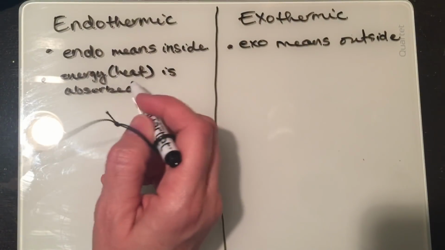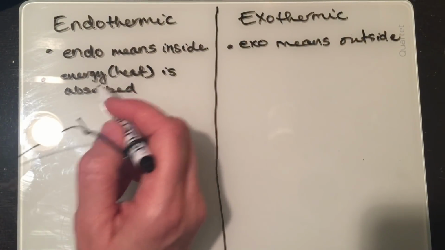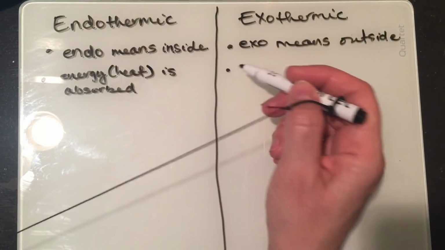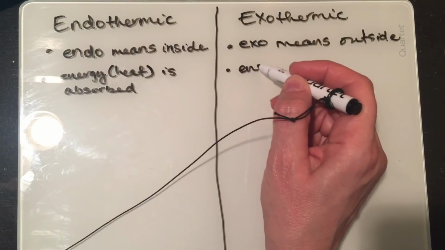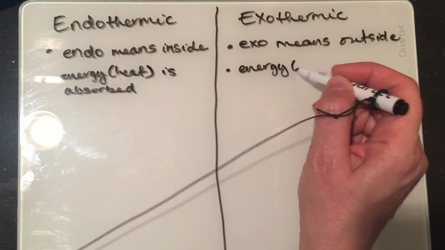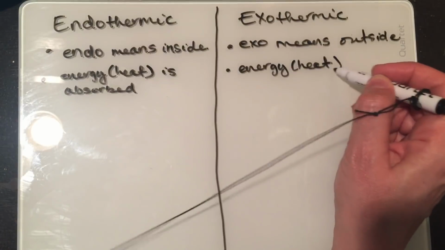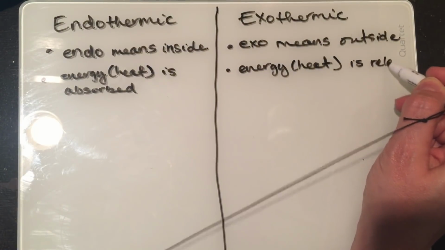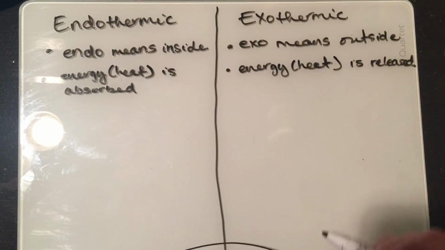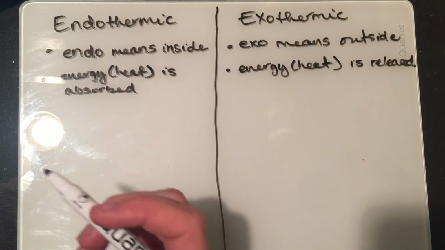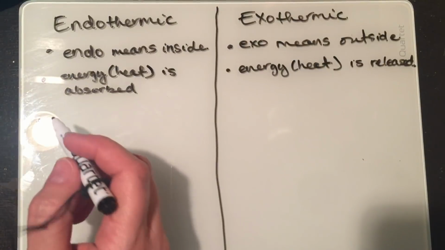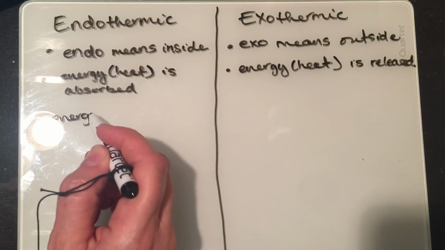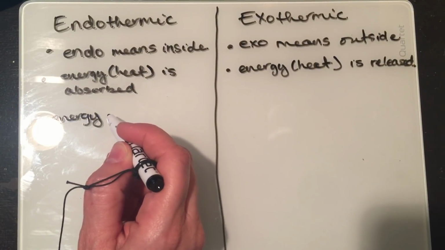And you learned some of this in the Ed puzzle the other day. In exo, energy, usually in the form of heat, is released. Okay. In an endothermic, you're going to have energy as one of the reactants.